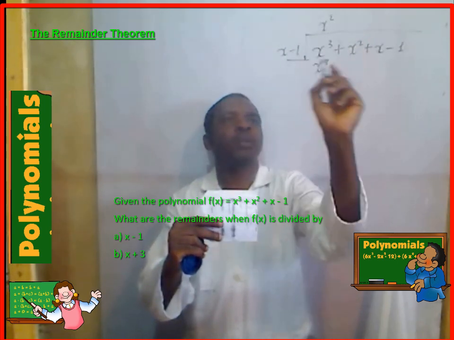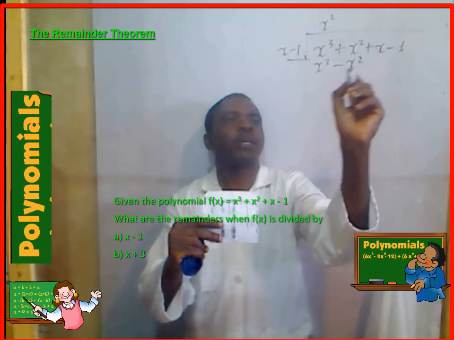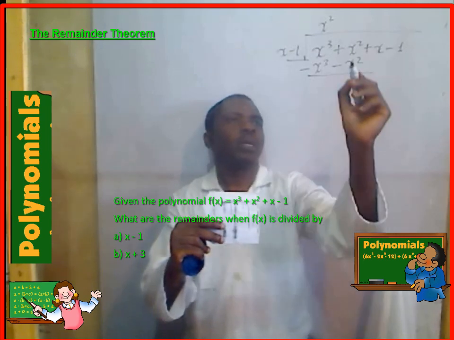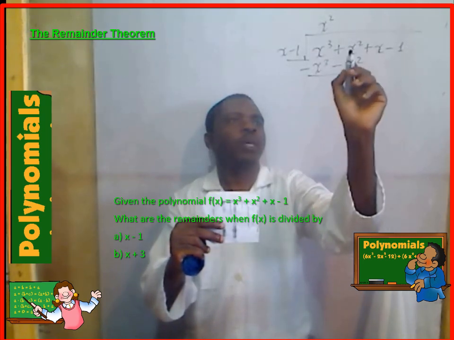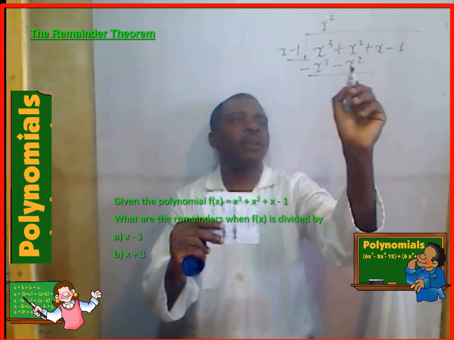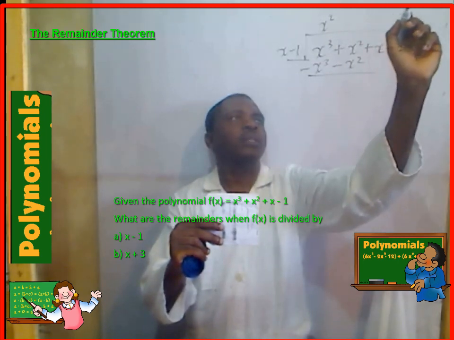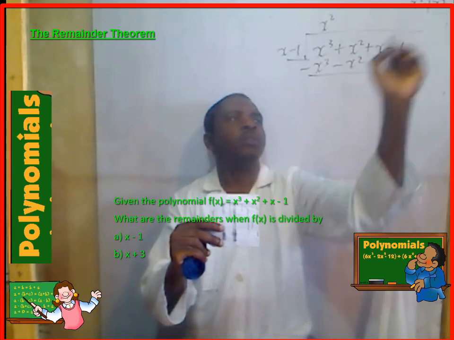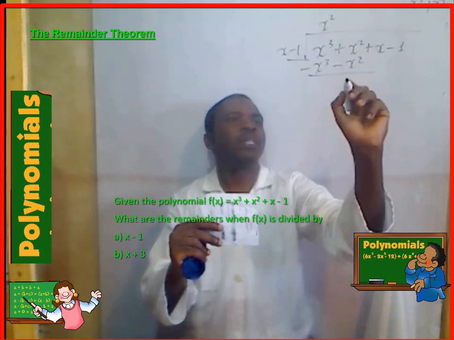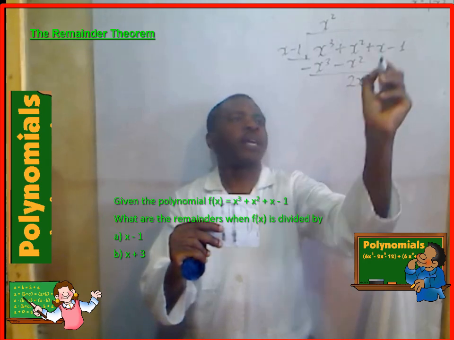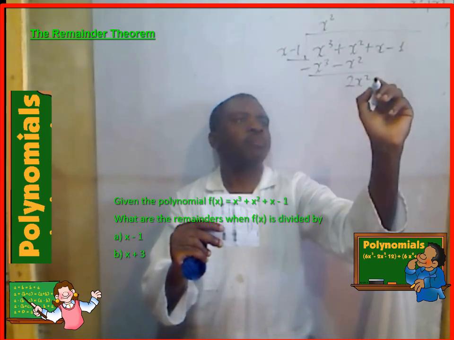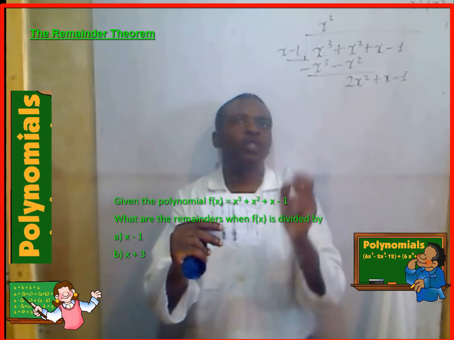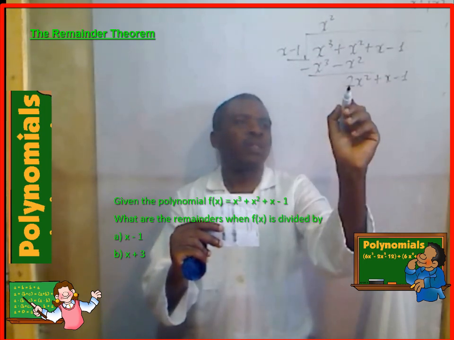x squared times minus 1 gives me minus x squared. I subtract. x cubed minus x cubed is 0. x squared minus minus x squared: minus minus becomes plus, so that gives me 2x squared, and then bring down the other terms, plus x minus 1. What do I multiply x by to get 2x squared?